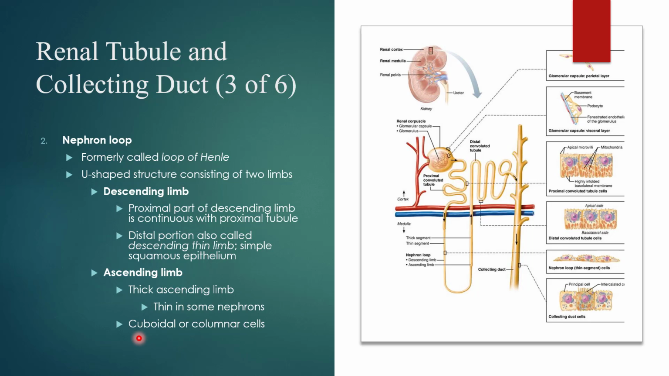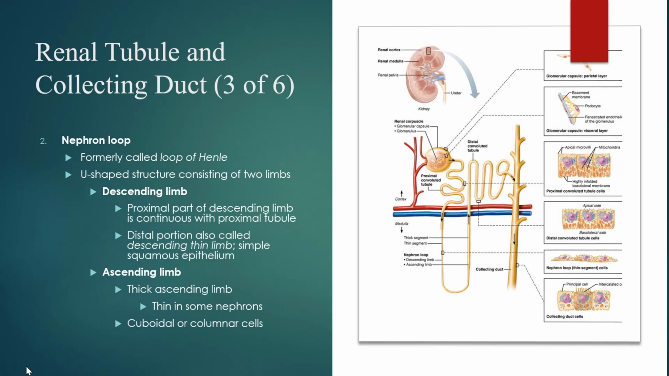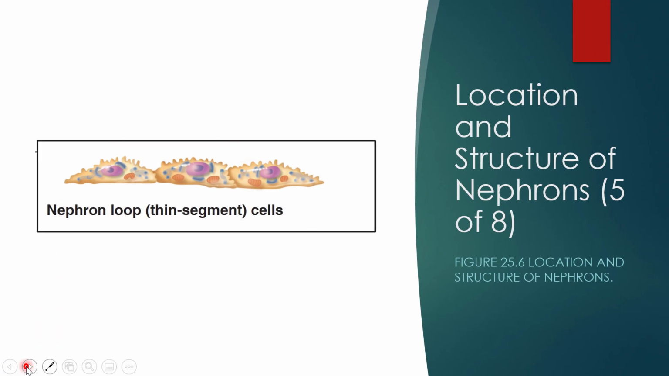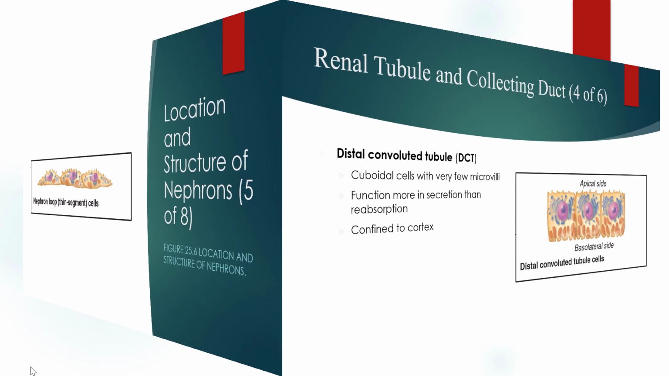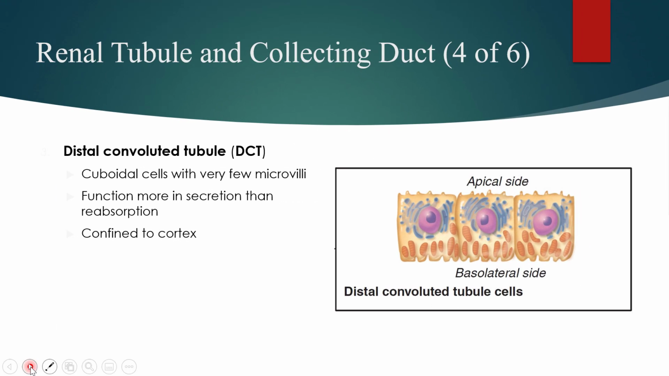Then you have, okay, this is a thin segment. These are showing you the simple squamous epithelium for the thin segment of the nephron loop. And then the distal convoluted tubule. The distal convoluted tubule is made up of cuboidal cells with very few microvilli. They function more in secretion than reabsorption.